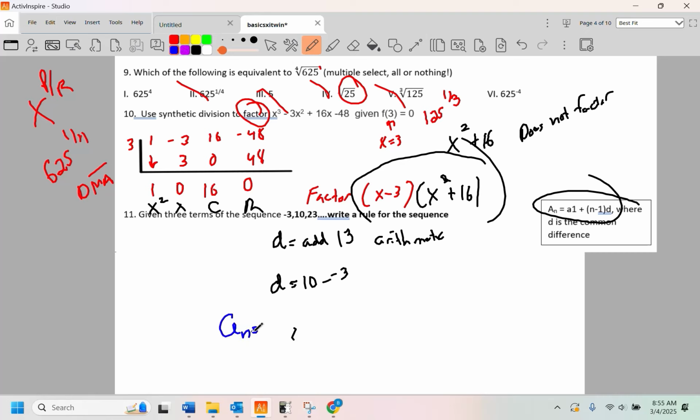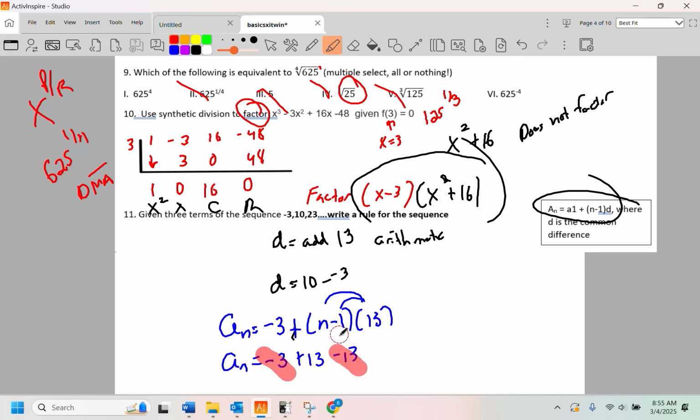So the nth term is the first term of negative 3 plus parentheses n minus 1 times the difference of 13. And we invoke the distributive property. 13 times n is 13n. 13 times negative 1 is minus 13. Combine your like terms. I'm missing a letter here. n. So I'll have 13n, negative 3 minus 13, take away 16. There you go.